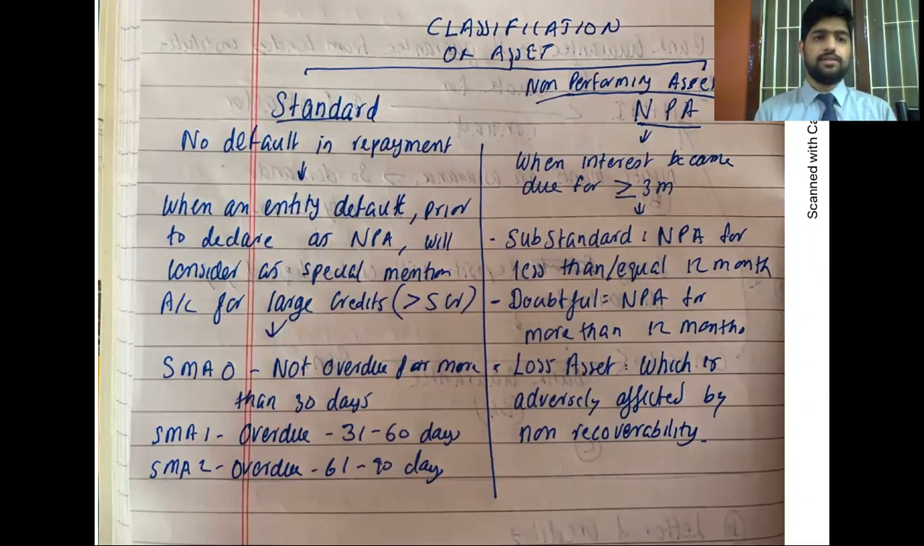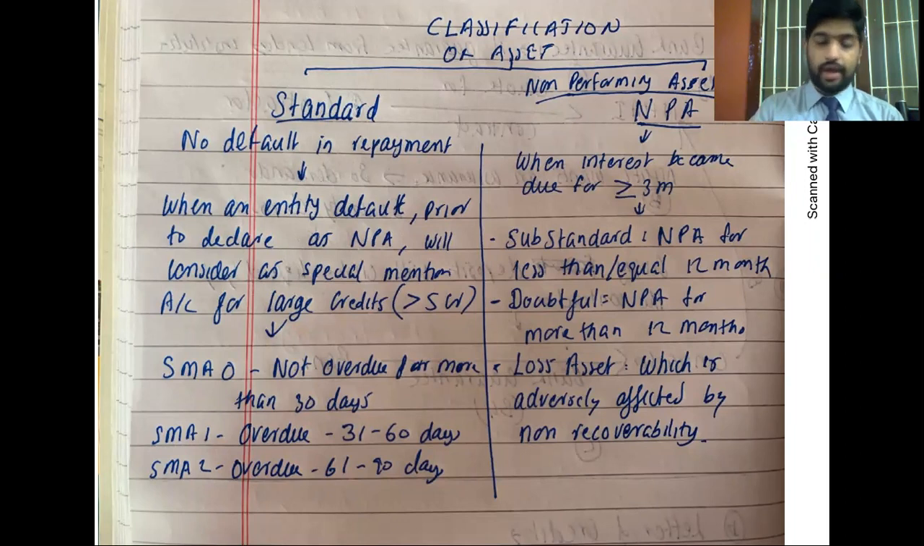A standard asset is an asset where there is no default in repayment. So at a particular point of time, when there is a default, then we will be classifying it as a non-performing asset. Whether we classify an asset as a non-performing asset on day one itself, no, there is a rule. And that is what is being discussed here.